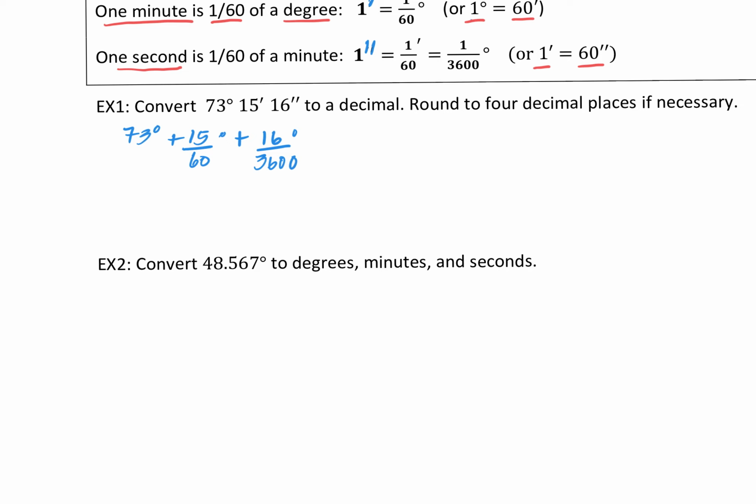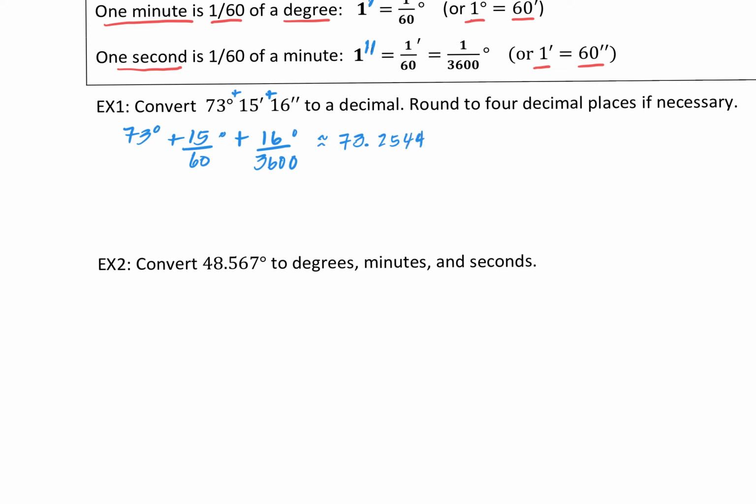So although we don't write the addition in between these numbers, it's understood that it's 73 degrees plus 15 minutes plus 16 seconds. When you put that in a calculator, it's not going to give me an exact answer, and I get 73.2544, and the fours just keep repeating.